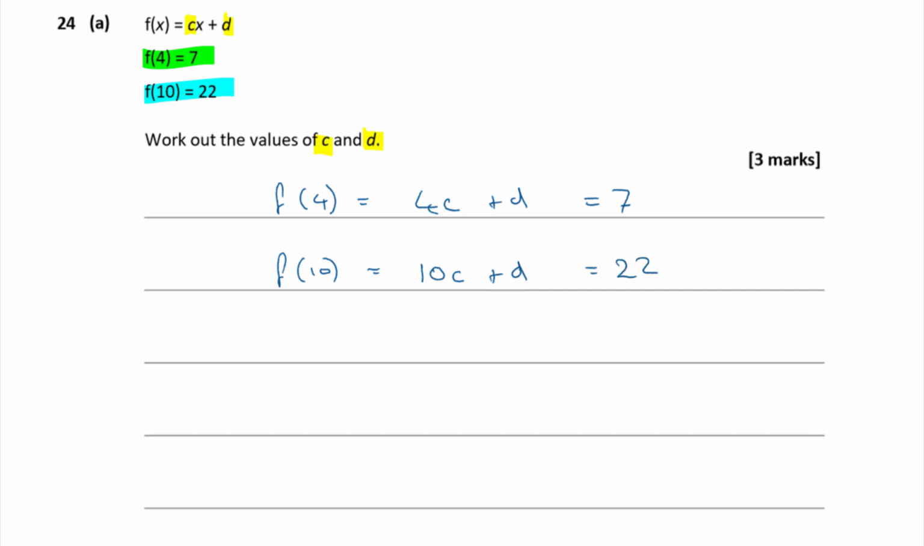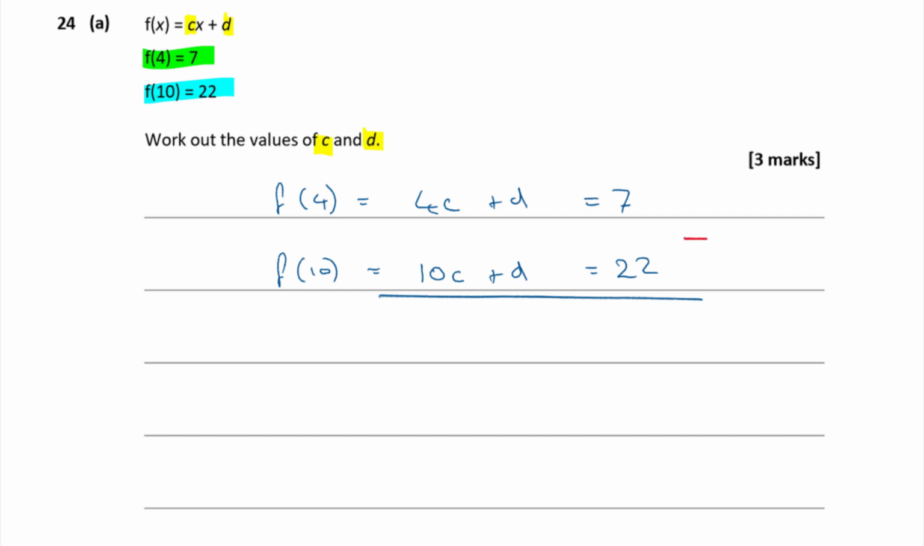So if you have a look at this bit here, what we've got is a pair of simultaneous linear equations in c and d, which we should now be able to go on and solve. So what I'm going to do is subtract one from the other. Now notice I've got a d and a d, so they match. So if I take one away from the other, then the d's are going to cancel.